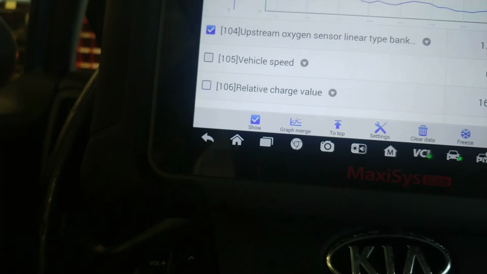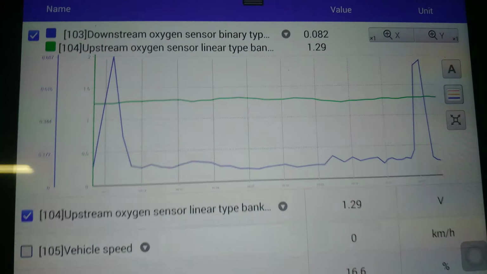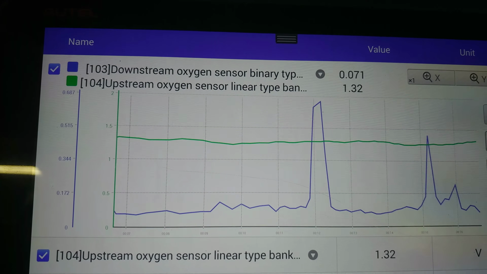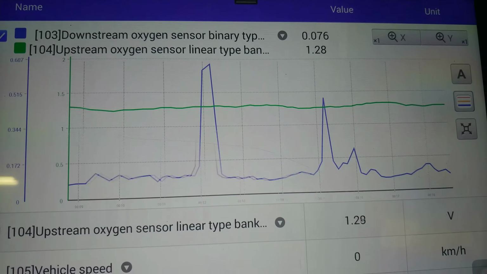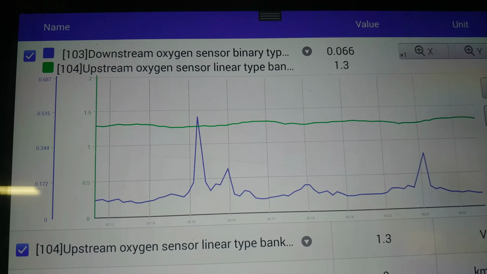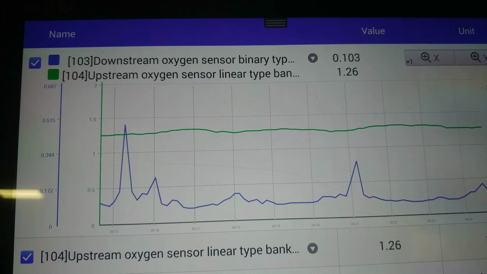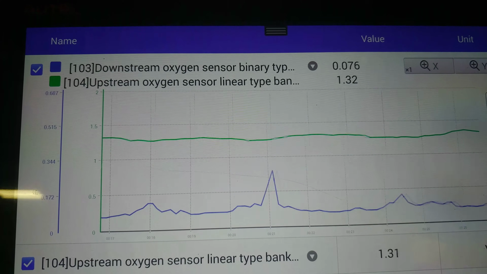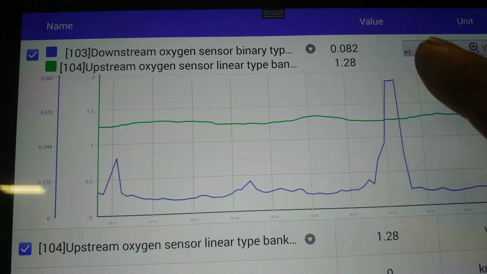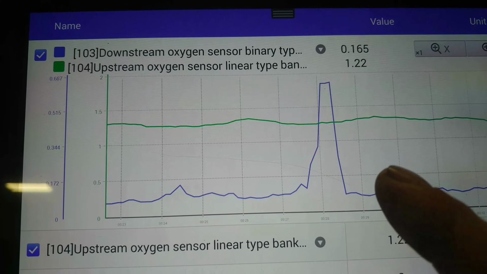And we're going to go graph merge. Ooh. So our blue traces are downstream and our green traces are upstream. And as you can see, our upstream is stuck high and our downstream is stuck low. So that is not good. And if you guys see all these little oscillations, they should not be there.